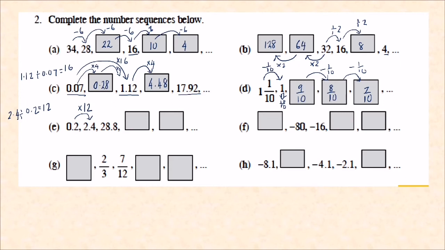So 2.4 times 12 will equal 28.8. Okay, so 28.8 times 12 equals 345.6. And 345.6 times 12 will equal 4147.2.